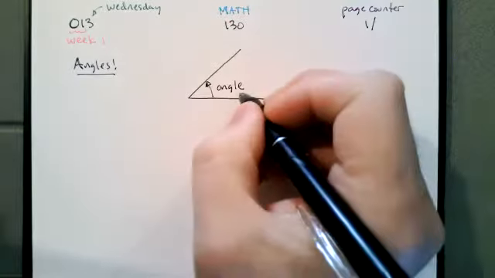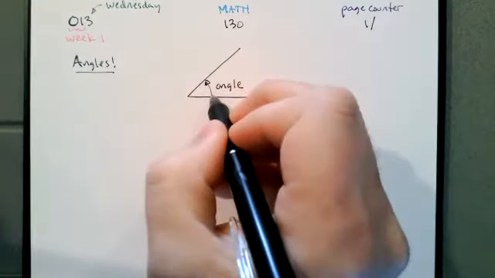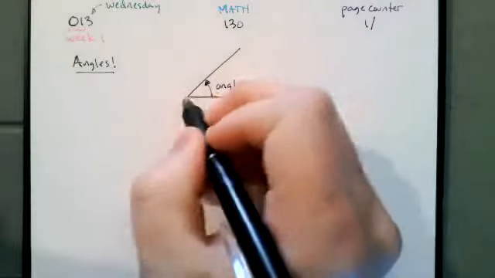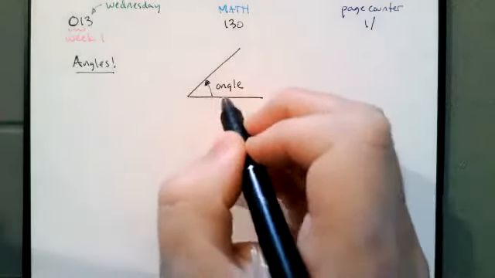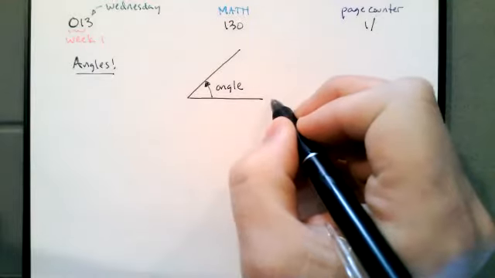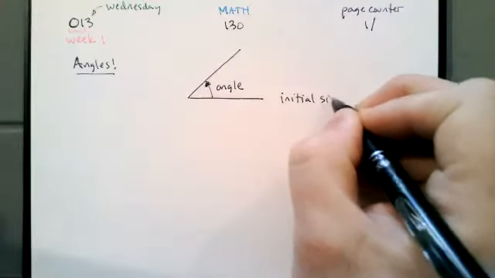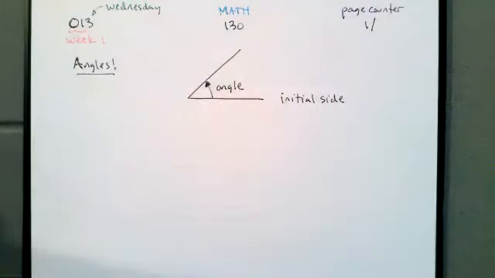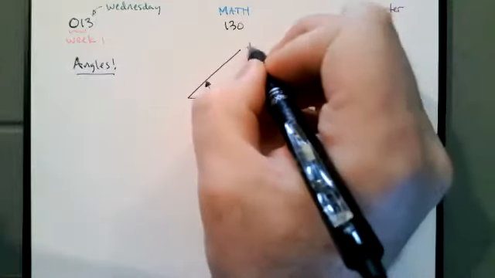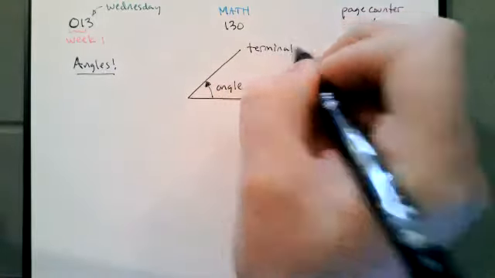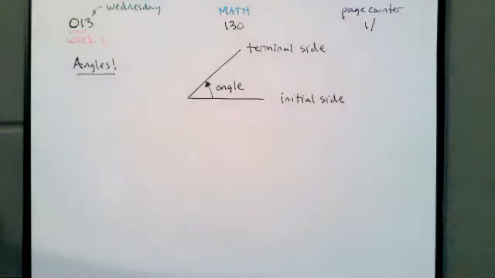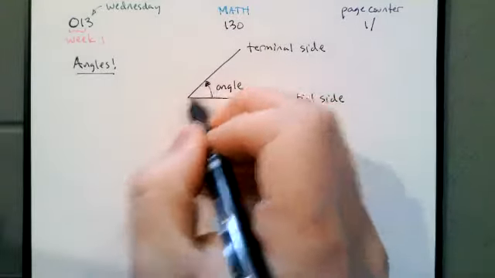So you'll notice that when I drew this angle, I started down here and I drew an arrow up to where it ends to denote this space in the middle. So we're going to call where I started the angle the initial side. And where the angle terminates, we're going to call the terminal side. In this way, we give some kind of direction to the angle.